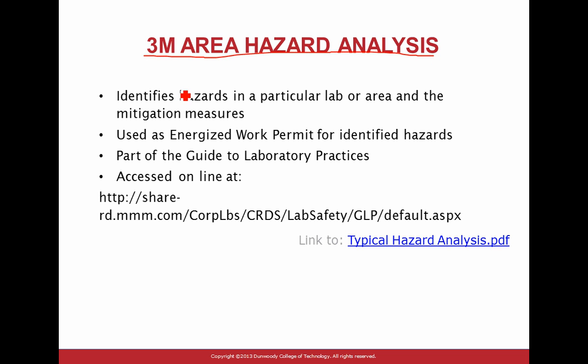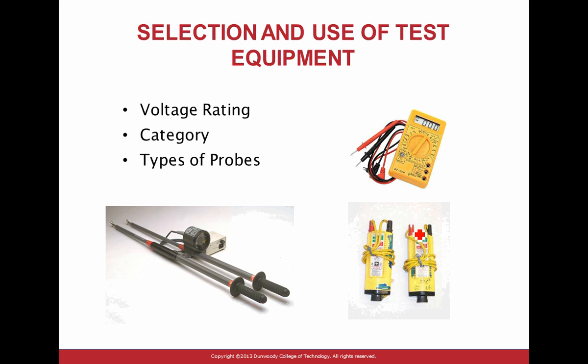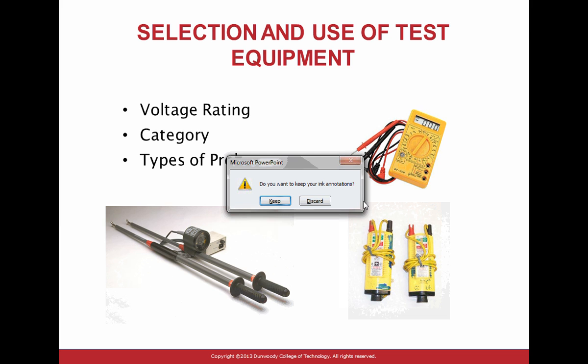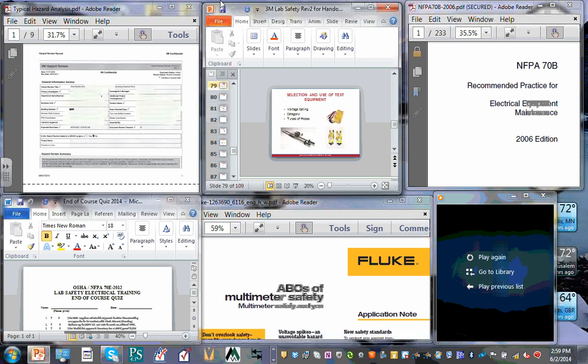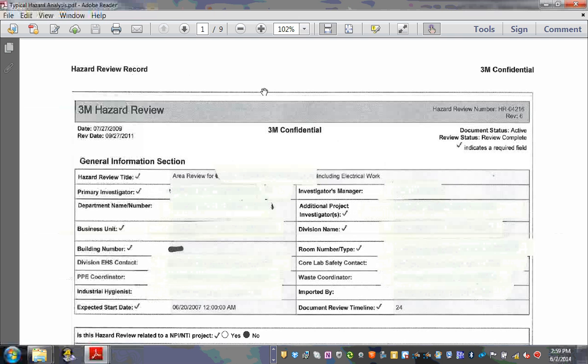Okay, for you 3M guys, 3M calls it the area hazard analysis. I think we showed you that one. It identifies the hazards in a particular lab area and the mitigation measures. Use the energized work permit for identified hazards, as part of the guide. So this is where your equipment, guys, exists. And I'm going to jump in here before I talk about this one. My God, where did the time go here? Okay, here's the piece of equipment that you guys fill out.